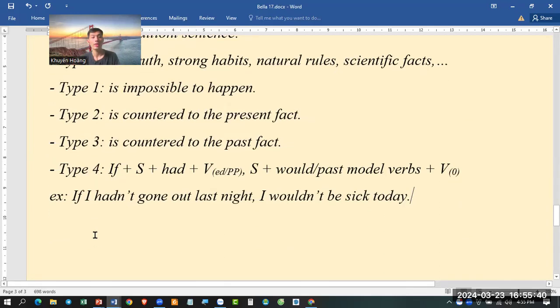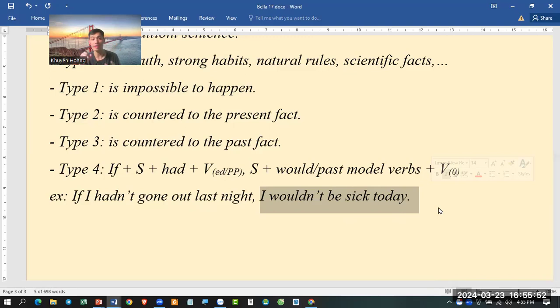So the condition is in the past, but it leads to the result in the present. But we are making it counterfactual for both the condition and the result, the cause and the result. Understand? Yes. In Vietnamese again.